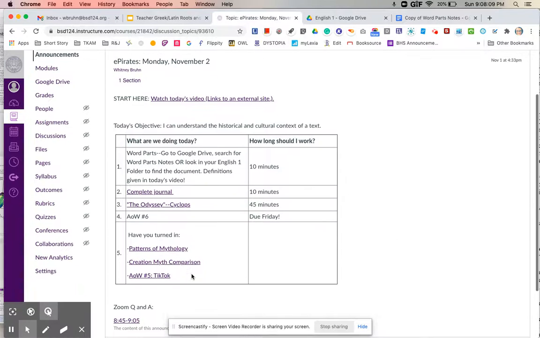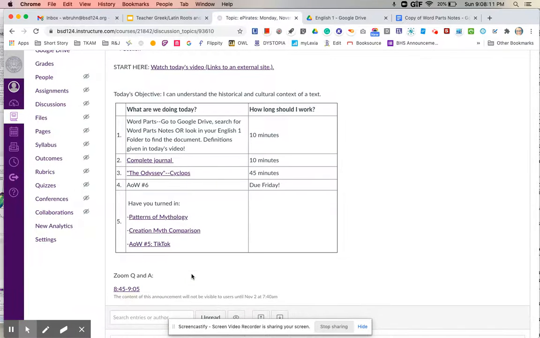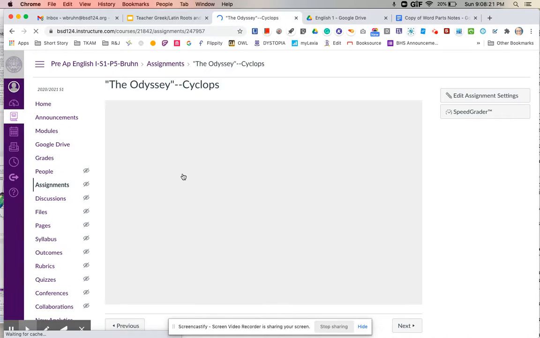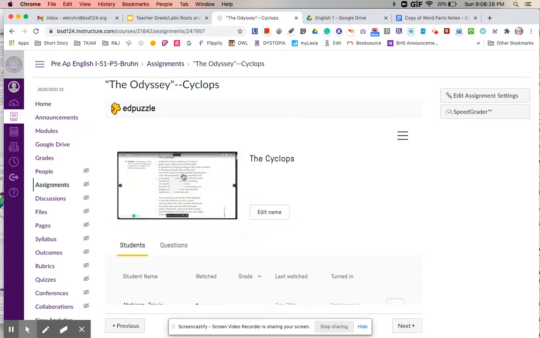Okay, so next up, you're going to actually dive into the Odyssey. We are going to be looking at the Cyclops section of the Odyssey, which takes place towards the beginning of the epic poem. As you saw in the video, it's 24 books long, so we are obviously not reading the entire thing. That would take us much, much longer than we have. So what you'll be doing is an Edpuzzle, and if you haven't done one of these before, it's pretty straightforward. You're just going to click play right here.